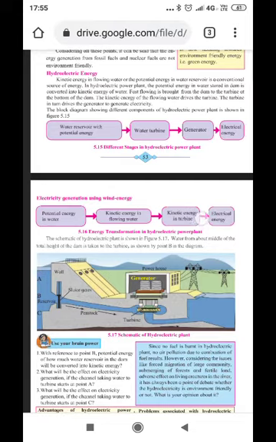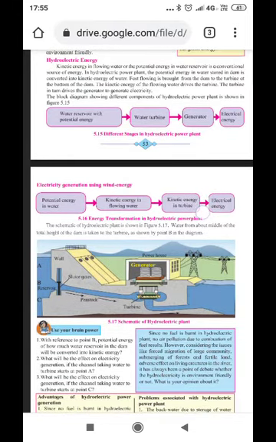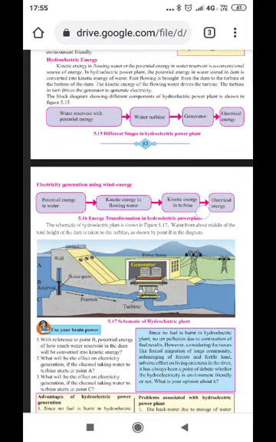Now we'll move to hydroelectric energy. As the name itself suggests, hydro means water. So with the help of the flowing of water, we produce electricity. That is called hydroelectric energy. The kinetic energy in the flowing water or the potential energy in a water reservoir is a conventional source of energy. In a hydroelectric power plant, the potential energy in water stored in a dam is converted into kinetic energy of water. Fast flowing water is brought from the dam to the turbine at the bottom of the dam.